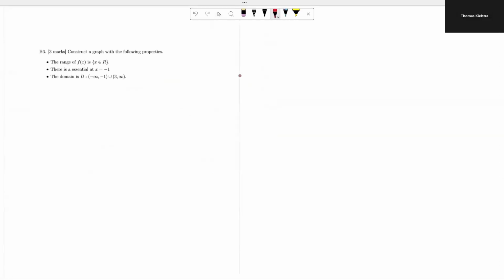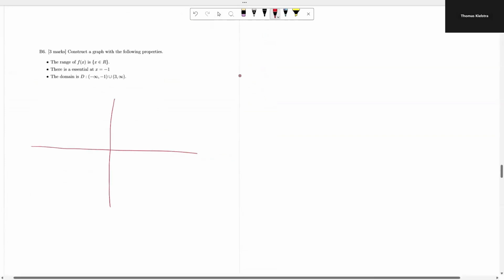Now I have to construct a graph with our specific constraints. So now I have a domain from minus infinity to minus 1, and I'm going to mark minus 1, and I'm going to mark 3, and I'm going to go, okay, from minus 1 to 3, that's where I'm defined. My range is the whole space, and I have an essential discontinuity at x equals minus 1.